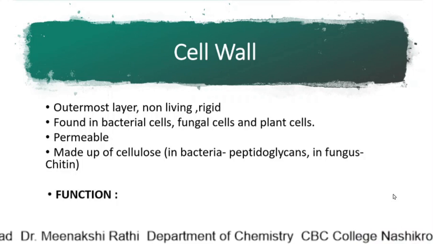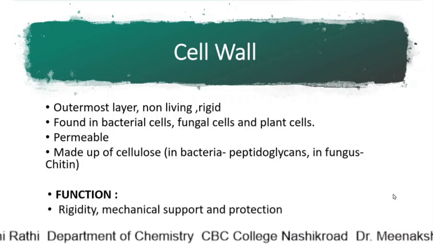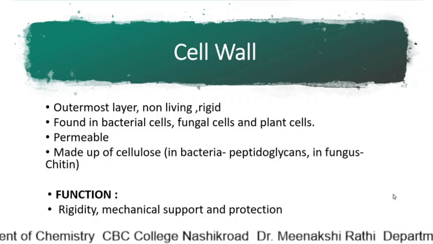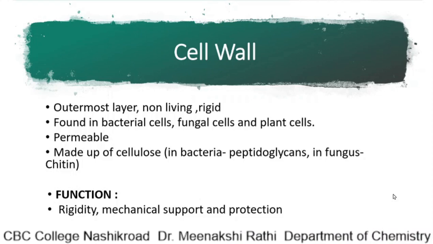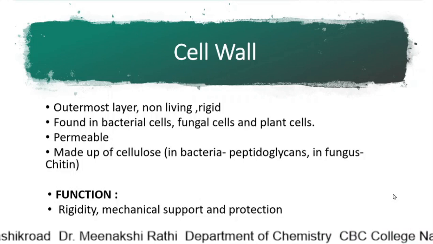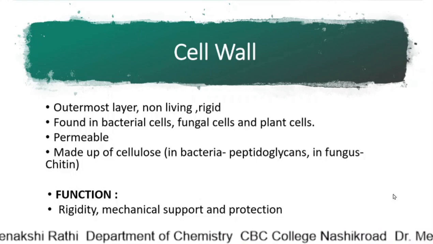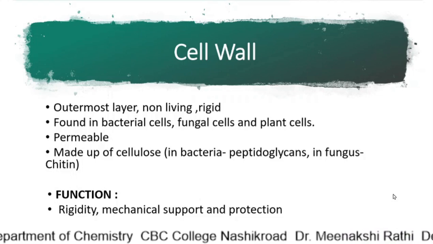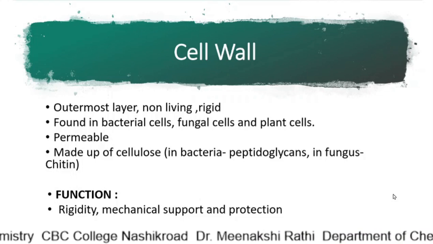The main functions of the cell wall are to protect the inner parts of the cell, to give a definite shape to the cell, and to provide mechanical support to the tissues. In higher plants, the cell wall is differentiated into three parts, that is middle lamella, primary wall and secondary wall. But we are not going into detail about these parts of the cell wall.